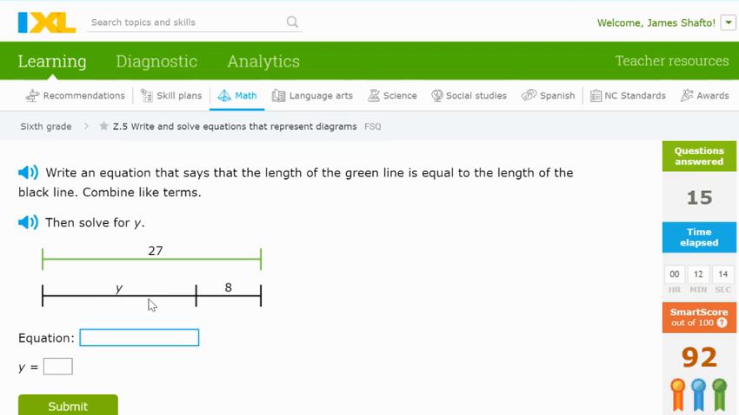Here, I would have y plus 8 equals 27. Well, what number plus 8 makes 27? And clearly the answer is 19, because 19 plus 8 makes 27.